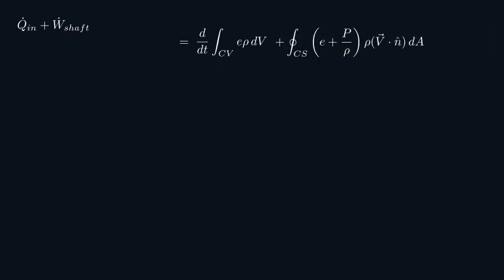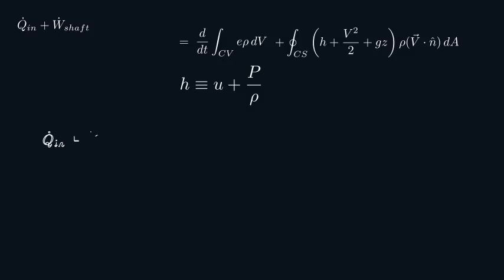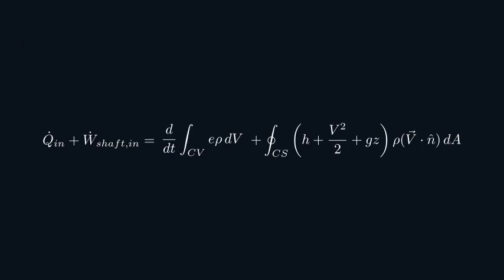Look at the term inside, E plus P divided by rho. This combination, internal energy plus flow work, is so important it gets its own name, enthalpy, labeled H. This gives us the final, general form of the energy equation for a control volume. It accounts for heat, work, energy storage, and the transport of enthalpy and kinetic and potential energy.